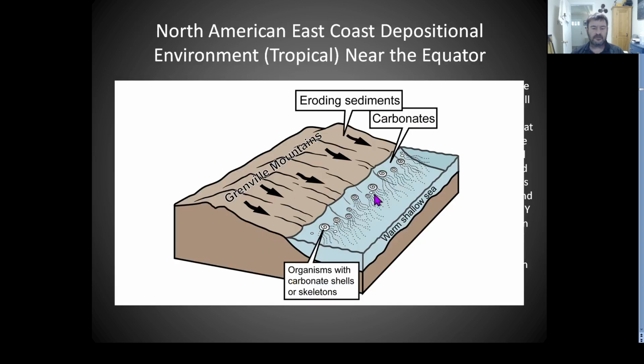And if we were to get an idea of what the North American East Coast looked like around 550 million years ago, you would have organisms here. This is not quite right because we do not have shelled organisms yet, but what we did have is a lot of carbonates coming down and being deposited into a beautiful area of nice, warm, shallow water that's very clear. You have the eroding sediments of the Grenville Mountains depositing all this carbonate into a nice, warm, shallow sea. We are not producing shells yet, but we are getting close. And this is what the east coast of North America looked like at about 550 million years ago.